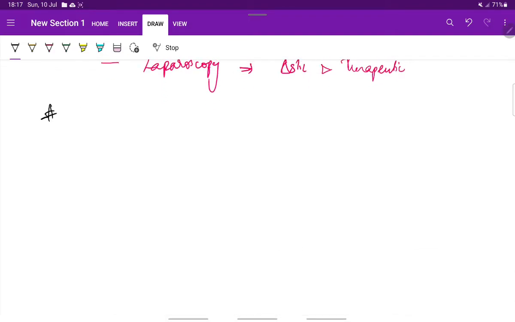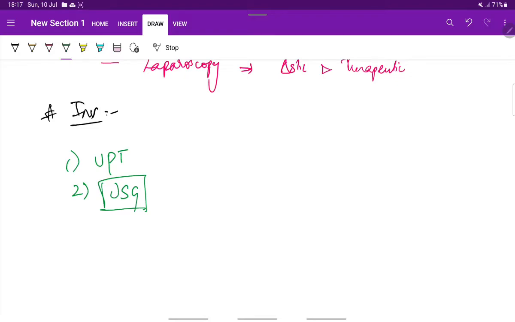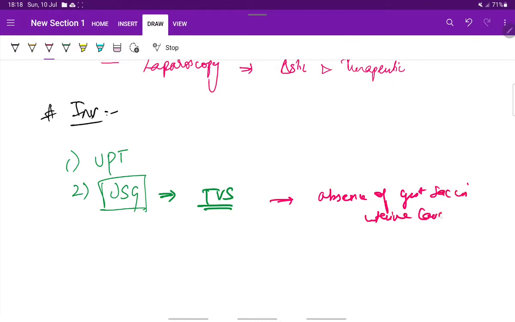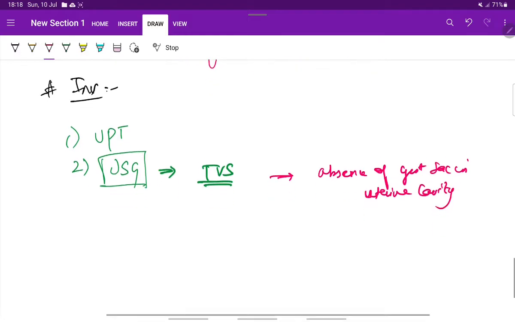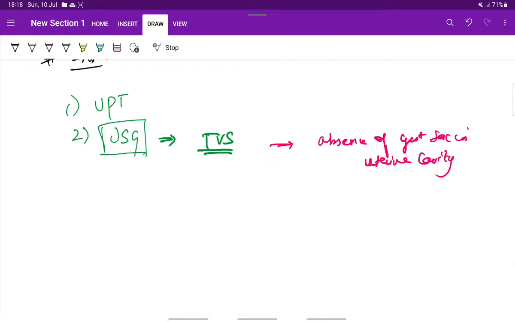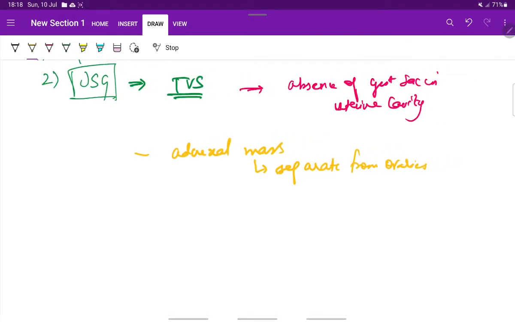Coming to the investigations. The investigations first would be urinary pregnancy test. Next is ultrasound examination. In ultrasound examination, transvaginal sonography can alone be used to diagnose in more than 90% of the cases. So, in USG there will be absence of gestational sac in uterine cavity. It should be seen in the fallopian tubes. So, the uterus would be empty and there will be adnexal mass which is separate from the ovaries. So, this is the investigation.